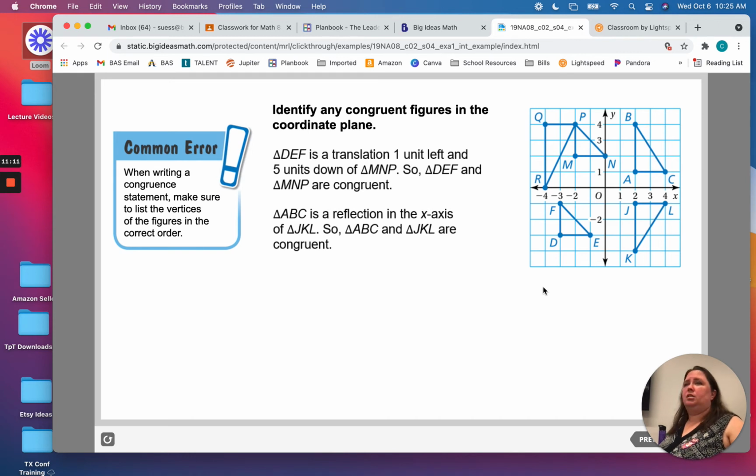All right, any questions on finding congruent figures and how to write them as equal to each other? All right, do your try-its.